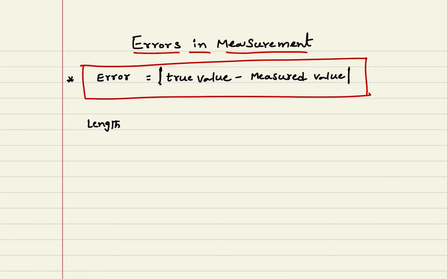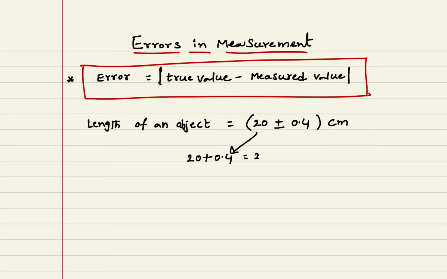What is the meaning of this? Suppose I measure the length of an object. Let us consider that the value is 20 plus or minus 0.4 centimeter. What is the meaning of this? We can write that the value of this length varies up to 20 plus 0.4, that is 20.4 centimeter.